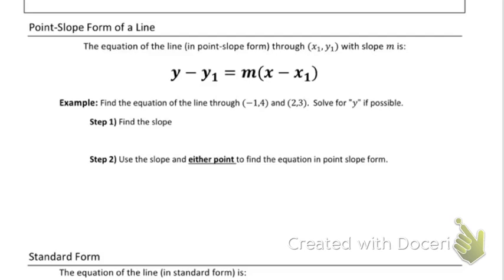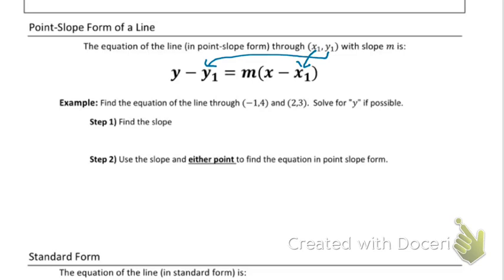All right, so the first one is our point-slope form of a line. Well, your point-slope form, ta-da, has your point and a slope in it. So the equation of a line in point-slope form through the point x sub 1, y sub 1, or x1, y1, with slope m is y minus your y value of your point equals our slope times x minus our x value of that point.